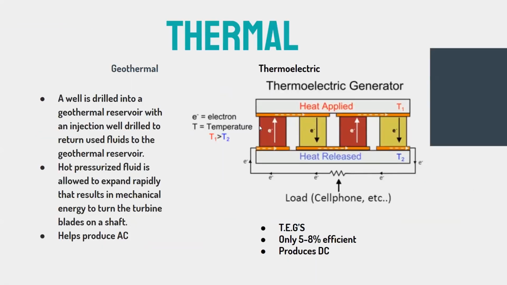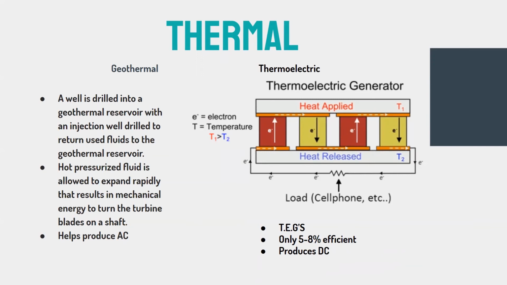Power generation we have is thermal. So we have two types. We have geothermal, and then we have thermoelectric, which is also known as TEG, T-E-G. So when we use geothermal, a well is drilled into a geothermal reservoir with an injection well drilled to return used fluids to the geothermal reservoir. Then that hot pressurized fluid is allowed to expand rapidly, and it results in mechanical energy that turns a turbine blade, and from there that helps us produce alternating current. Now, this is not available for every state or every region, but those places that have the advantage of this will typically use geothermal as one of their power generation methods.